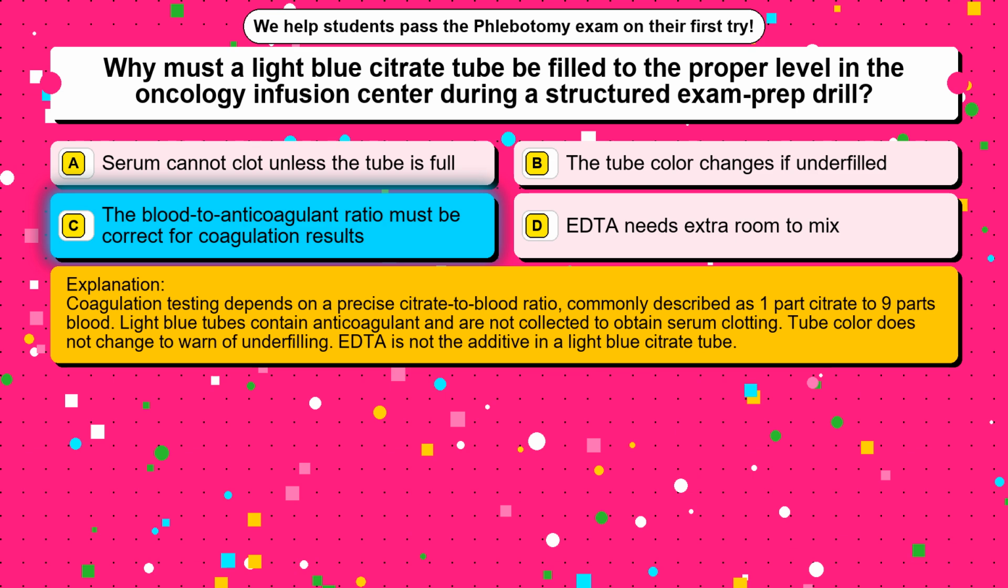Coagulation testing depends on a precise citrate to blood ratio, commonly described as 1 part citrate to 9 parts blood. Light blue tubes contain anticoagulant and are not collected to obtain serum clotting. Tube color does not change to warn of underfilling. EDTA is not the additive in a light blue citrate tube.